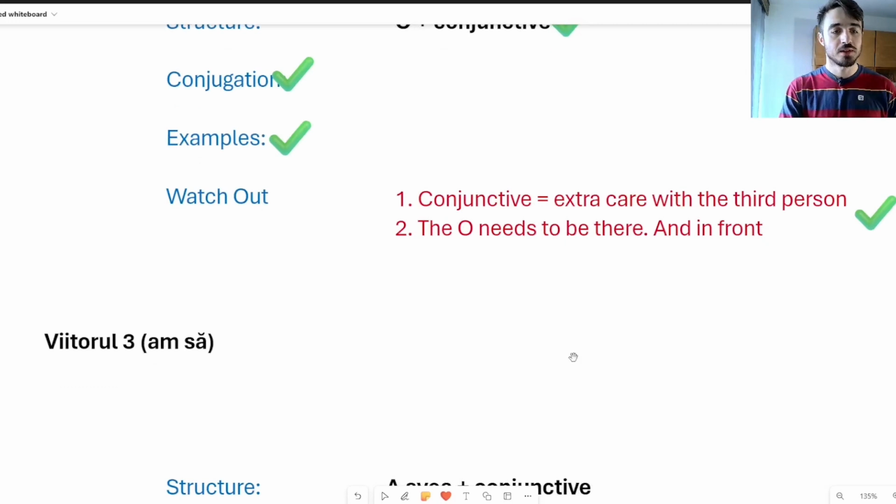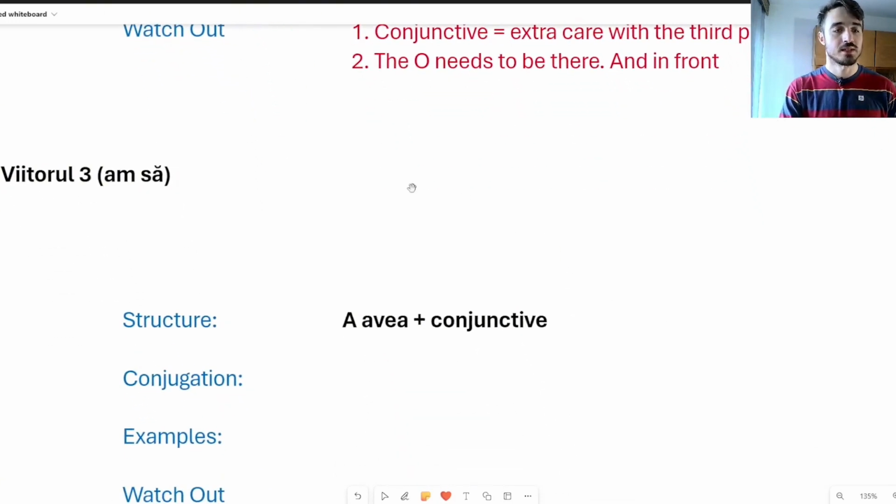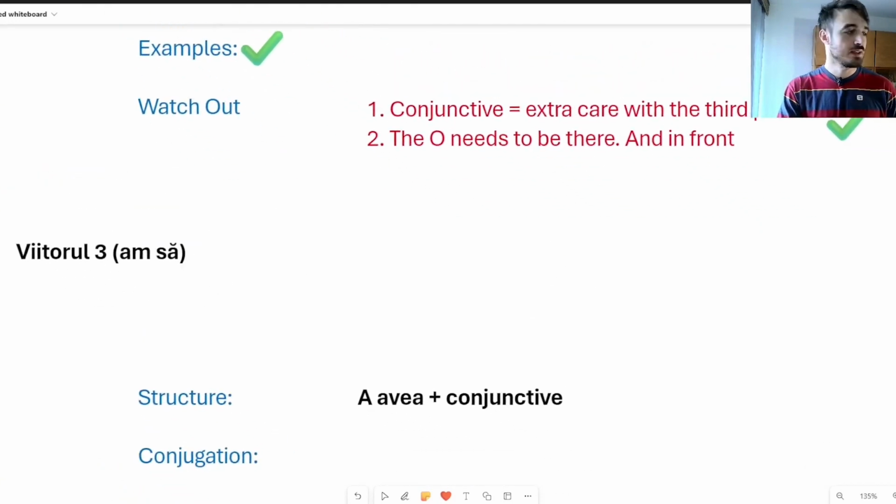Let's move to the third one, the one with am să. This one is a little bit different and a little bit special. I will mention very briefly what is the difference between this one and the second one, because they are kind of similar, but not really. And I will do that a bit later. If you're not aware of this, many Romanians use this am să, but it has a slightly different twist, a slightly different meaning. I will get into that in a second.